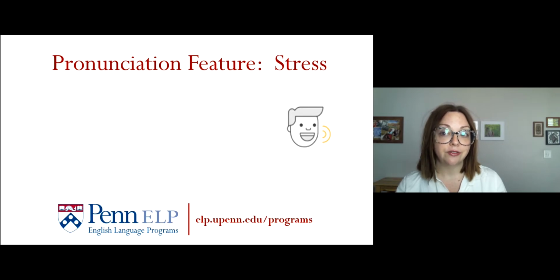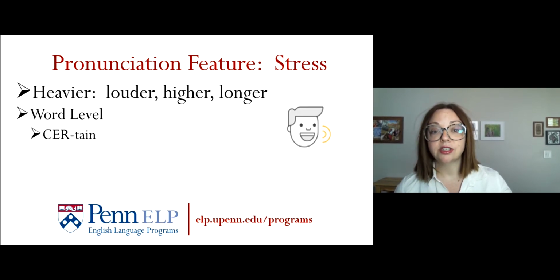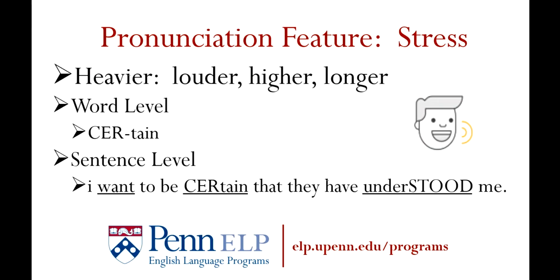So stress as a pronunciation feature means that a sound is heavier. That means it could be louder or higher or longer. Stress can be at the word level, but it can also be at the sentence level. Let's take a look at the word level first. In our example sentence, we can see the word certain. The word certain has two syllables, certain. One of these syllables is actually stronger than the other, and the stronger syllable is what we call stress.